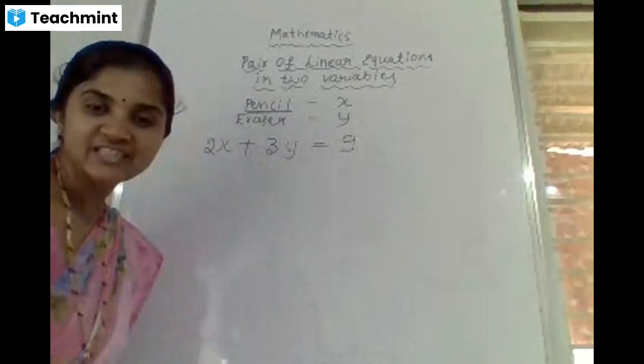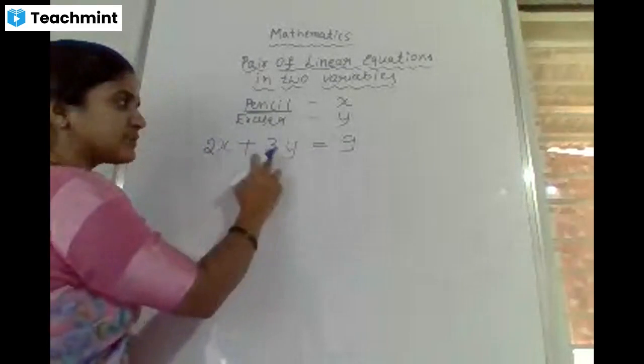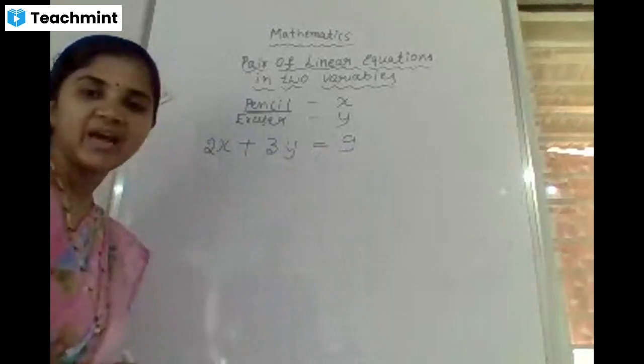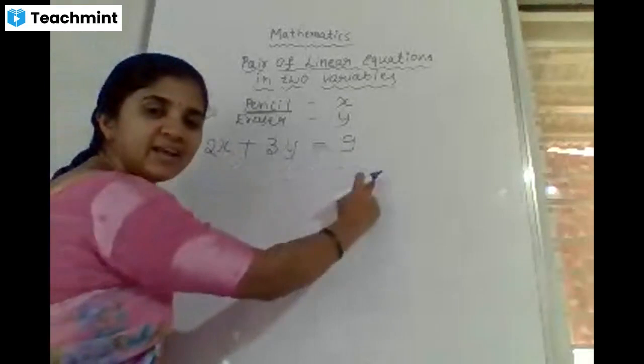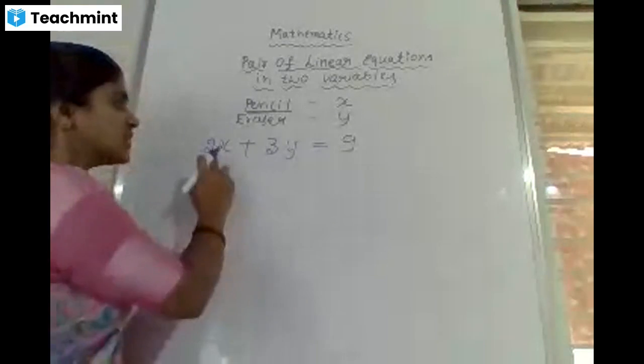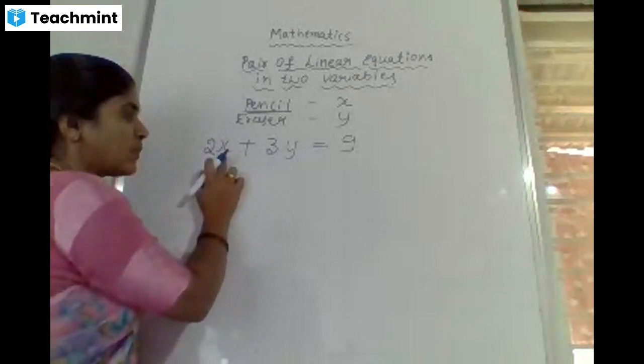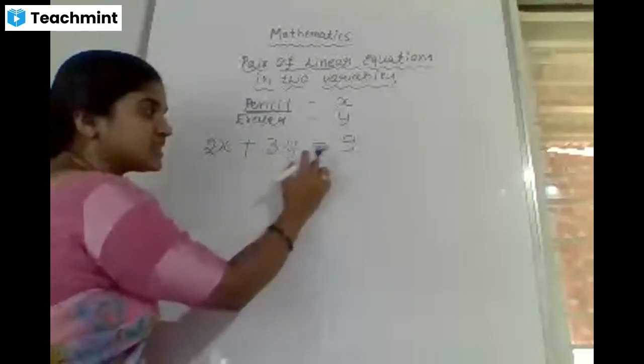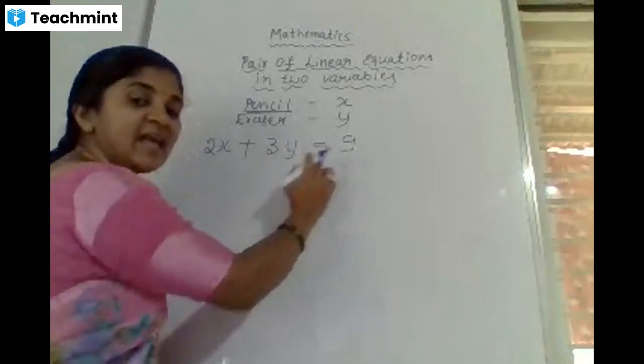What is our first equation actually? 2x plus 3y is equal to 9. This is the algebraic representation. Got the idea of this condition, students? Romila purchased 2 pencils and 3 erasers for rupees 9.